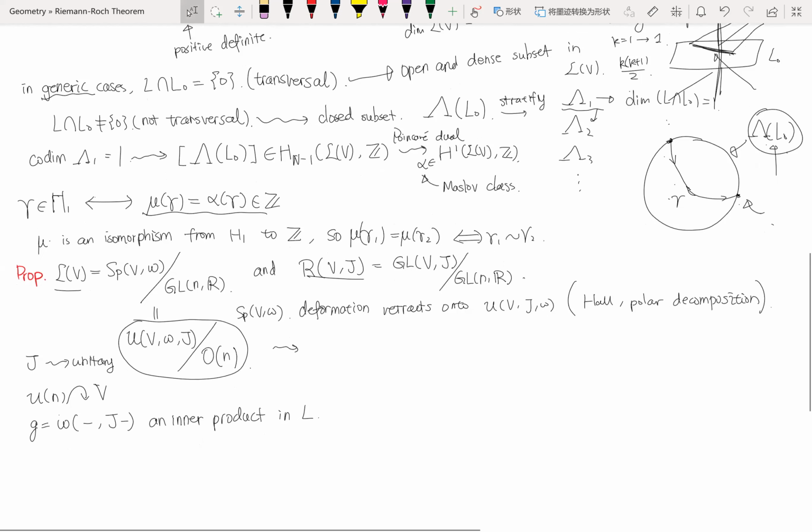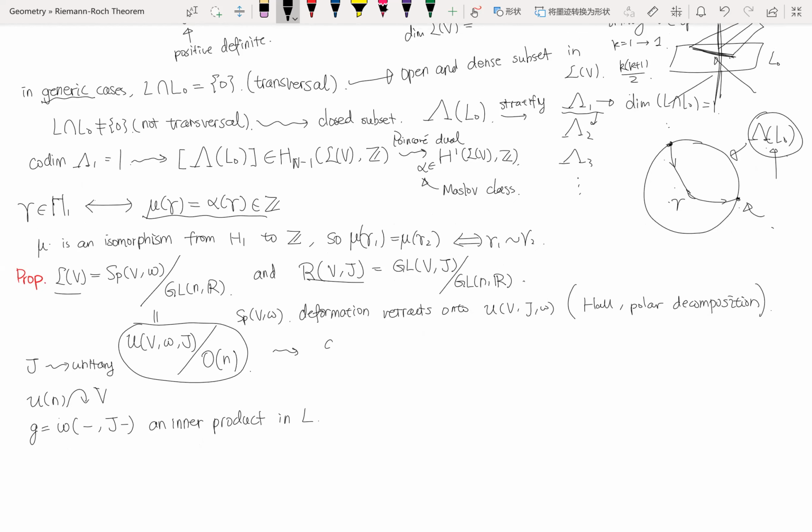So this will give us a natural determinant which maps U(V, omega, J) to the group S1. And then when we want to pass through the quotient, we know that for elements A in O1, the determinant of A should be the same. So A1, A2.